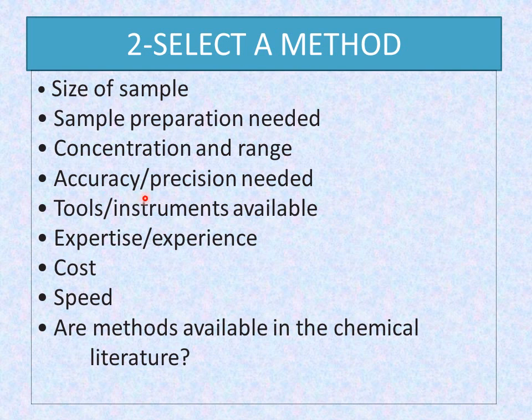Then accuracy and precision needed. How precise or accurate our results should be. This also leads to the selection of method. Then what tools and instruments are available to us. On this basis we can select a method. Then what instruments we are selecting, and whether we have the expertise to use that one. This also gives us insight for the selection of that method.